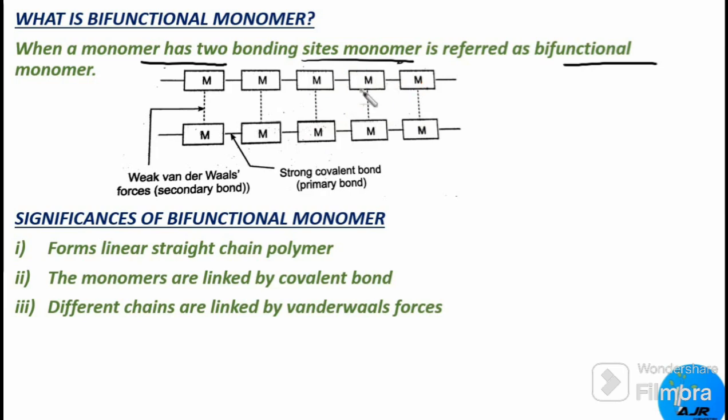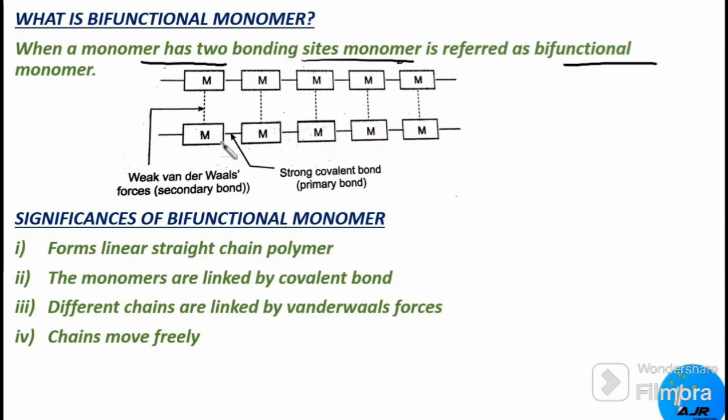This linear chain can move easily, and this linear chain also can move easily, though they are held up by weak van der Waals forces. Can you understand? So the next significance of this bifunctional monomer is that the chains can move freely. Why can the chains move freely? Because the different chains are linked by means of weak van der Waals forces. That is, it is a secondary bond. So the primary bond is the strong covalent bond which links the monomers.